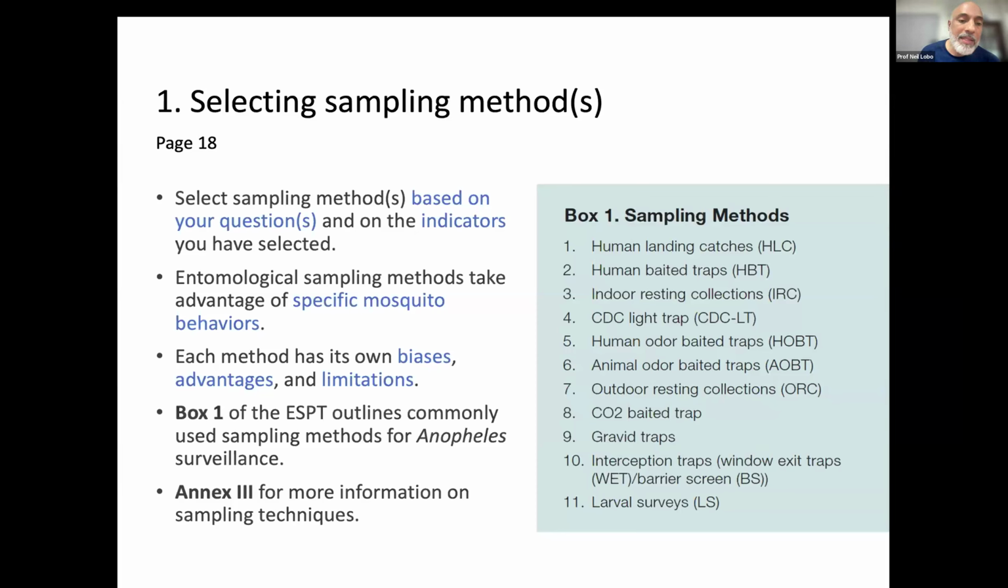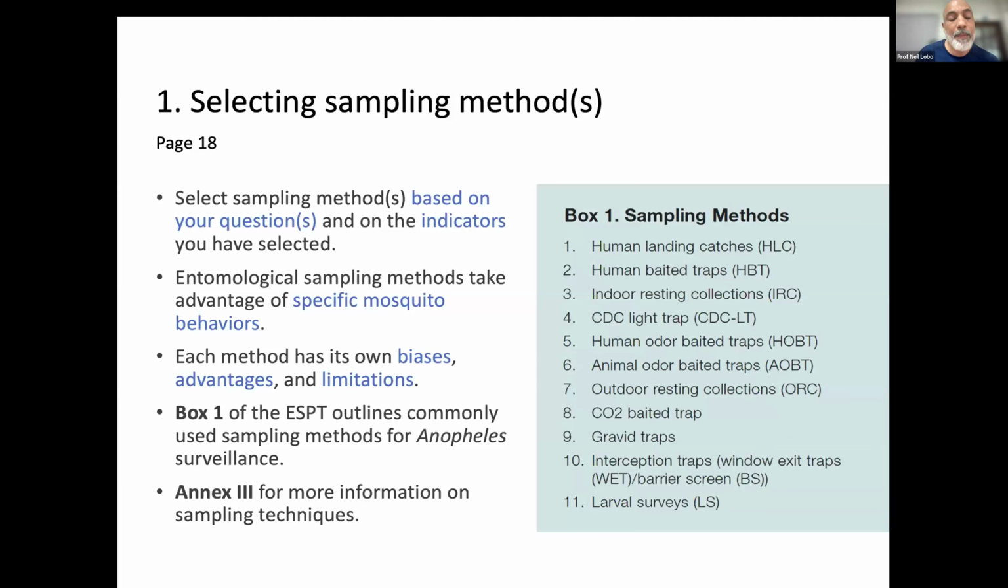If the mosquito has that behavior that the sampling method takes advantage of, we can actually capture that mosquito. And if it doesn't, we cannot capture that mosquito. Just as a simple example, if we have a mosquito that loves biting cows, right? And prefers biting cows, if we use a human as bait, we're not going to get as many mosquitoes, right? We're probably going to get very few.